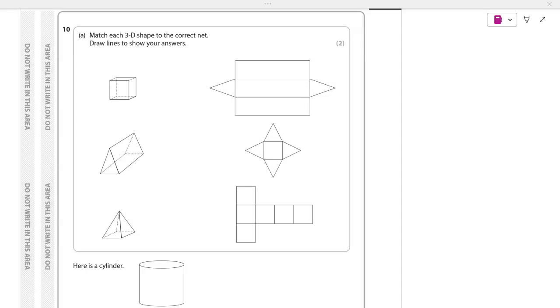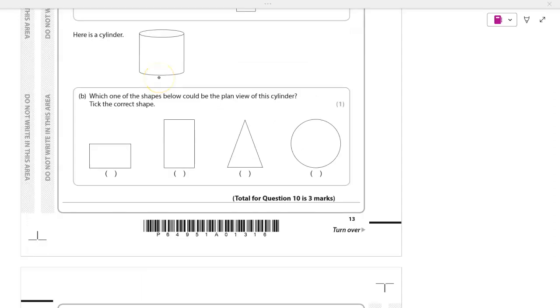Question 10. Match each 3D shape to the correct net. The cube, we know the cube goes for this because all the sides are equal. And then that, and finally this because of the pointed top. Here is a cylinder. Which one of the shapes below could be the plan view of the cylinder? So that's the top view, and that will be the circle.